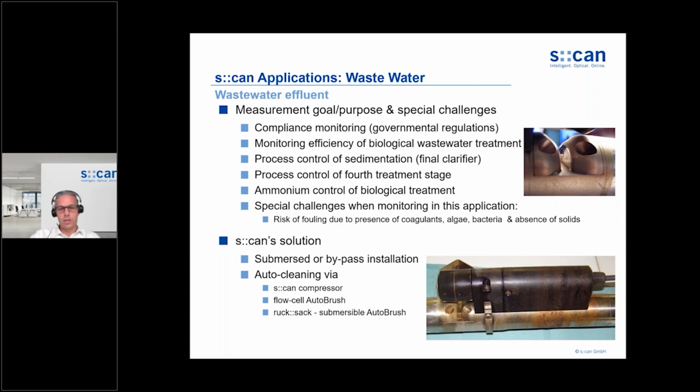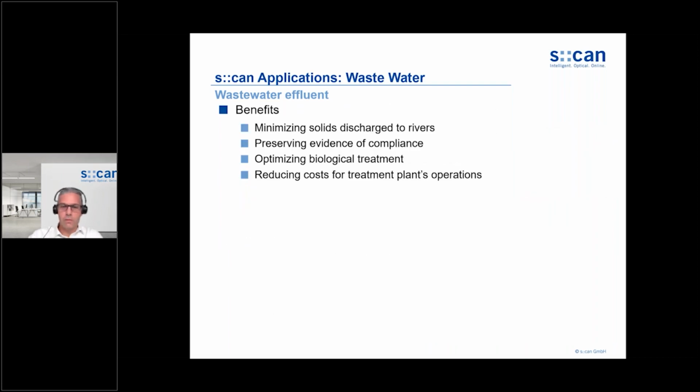Eskin's solution for this application is either a submersed application or a bypass installation. So both options are possible. Auto cleaning can be done via the compressor or with the auto brush. You can see here as an example the rucksack, which is a submersible auto brush that is clamped on the spectrometer, and periodically brushes are removing fouling from the windows. On the right picture above, you can see that the windows are kept clean by these automatic brushes. What are the benefits for the customers?